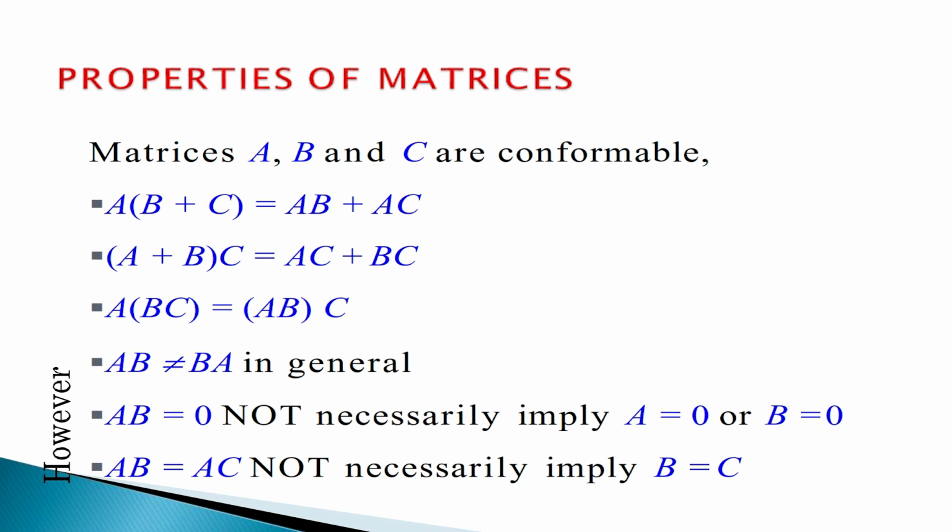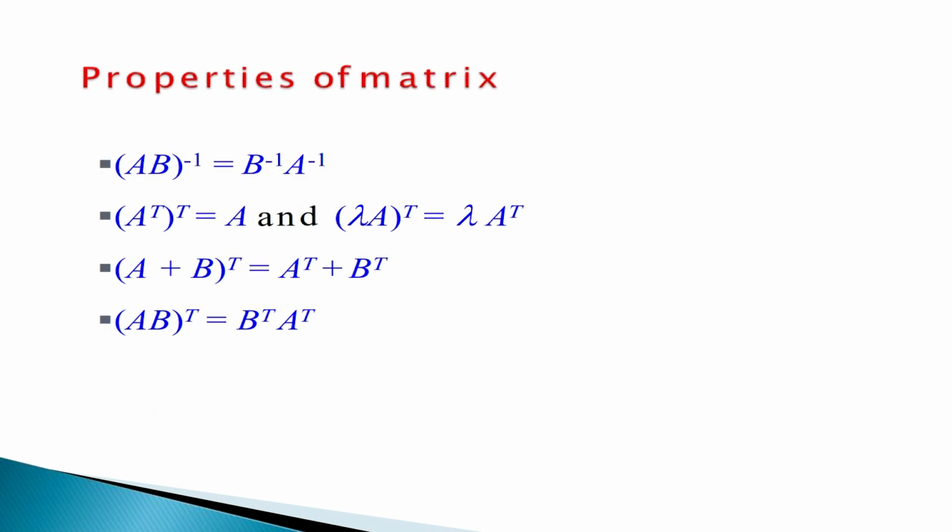If AB is equal to 0, not necessarily A is equal to 0 or B is equal to 0. Similarly, if AB is equal to AC, it does not necessarily imply B is equal to C. That means the cancellation law does not hold for matrices. Next, the inverse of AB is equal to B inverse A inverse. We will later discuss the inverse matrix. Similarly, we will later discuss the transpose of a matrix.